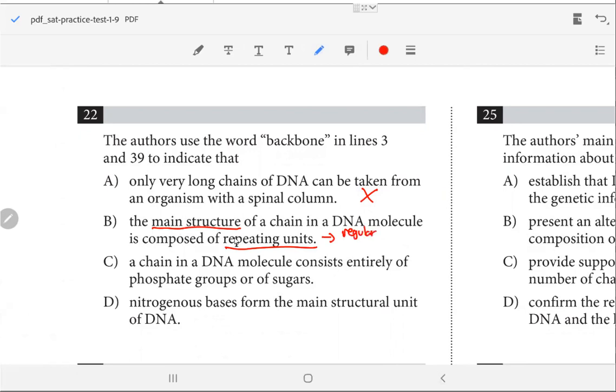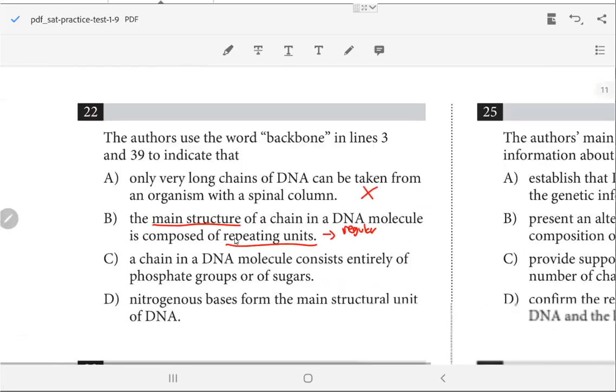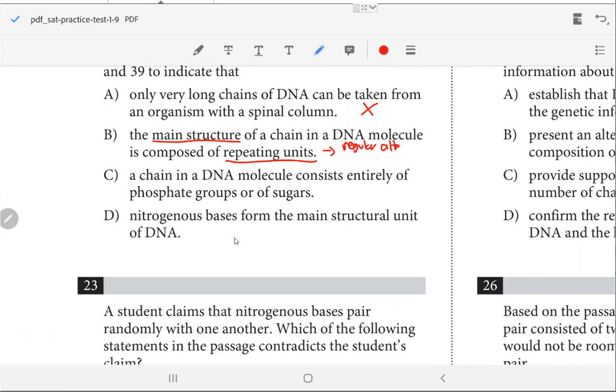Regular, yeah, what was the word? Sorry. Regular alteration. There you go. Regular alteration is same as repeating. And units are sugar and phosphate. So B could be the answer, although B does not state sugar and phosphate. C, a chain in DNA molecule consists entirely of phosphate groups or of sugar.